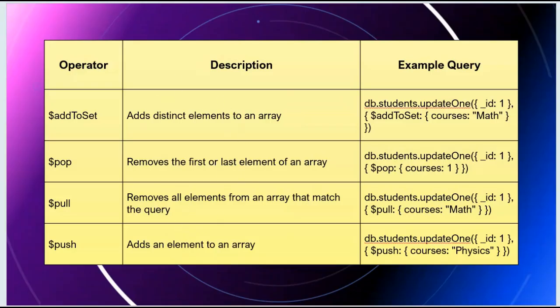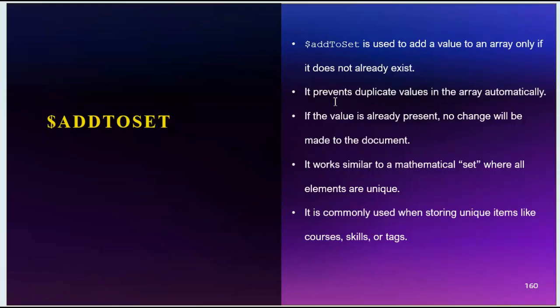Now I'm going to discuss addToSet. addToSet is used to add a value to an array if it does not already exist, so it prevents duplicate values in the array automatically. If the value is already present, no change will be made to the document. It works similar to a mathematical set where all elements are unique. It is commonly used when storing unique items like courses, skills, or tags.